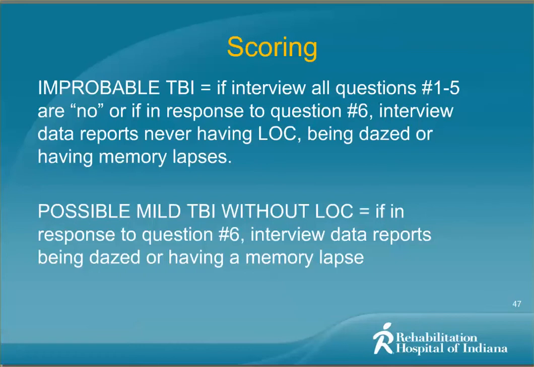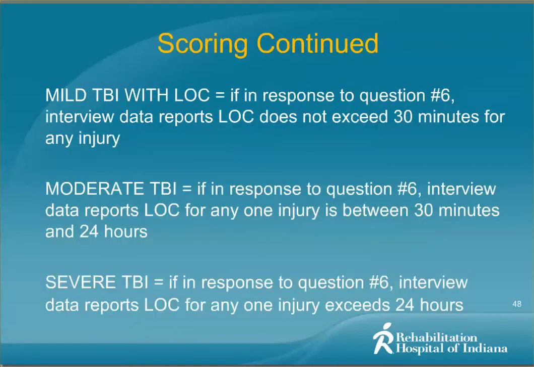Okay. And then to score in the next level, the possible mild TBI without loss of consciousness, you're still looking at that step 1, step 2 table, that question 6. And if in response to question 6, the interview data reports being dazed or having a memory lapse. Okay. Then the next level is mild TBI with a loss of consciousness. This, you're still looking at that same table, but this time the interview data reports a loss of consciousness, but it does not exceed 30 minutes. Okay. And just as a reminder, you are looking at the most severe injury that they reported on the step 1, step 2 table.